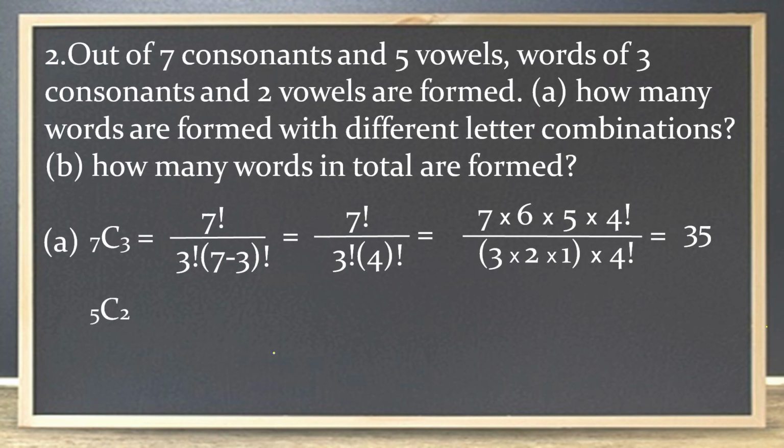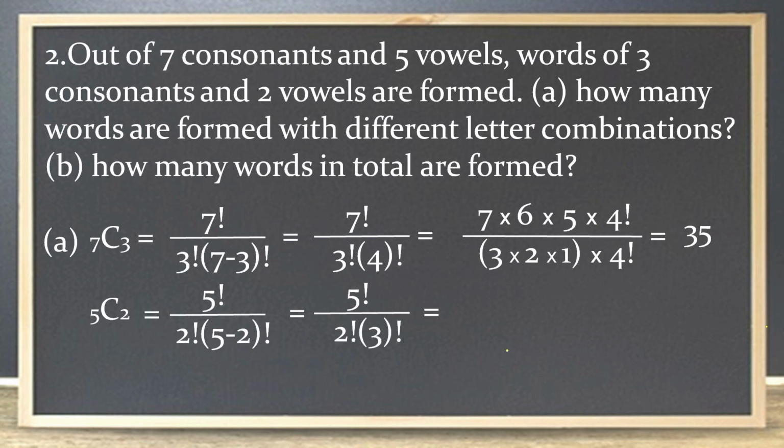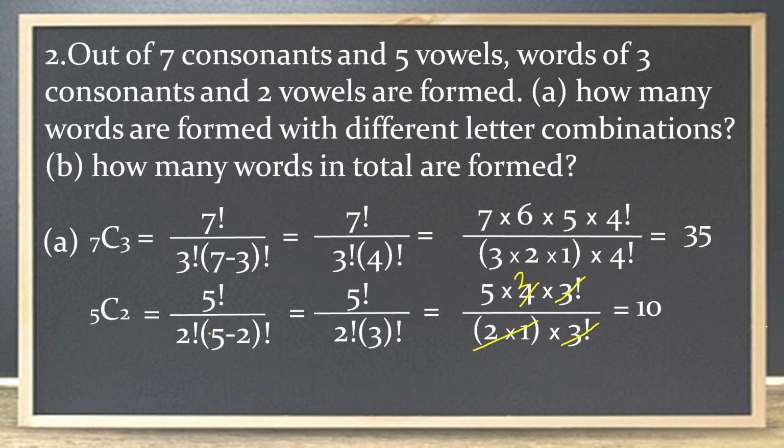Okay, so let us look at the vowels. We have 5 vowel letters, and we are going to take 2 at a time. So we have 5 factorial over 2 factorial times (5 minus 2) factorial, which is 5 factorial over 2 factorial times 3 factorial. So we expand that: 5 times 4 times 3 factorial divided by 2 times 1 times 3 factorial. 2 factorial is 2 times 1. So 3 factorial and 3 factorial will go out. Then you have 2 here, which will cancel out with 4, leaving 2 here. So 2 times 5 is 10. So we have 10 different combinations when we have 5 vowel letters taking 2 at a time.